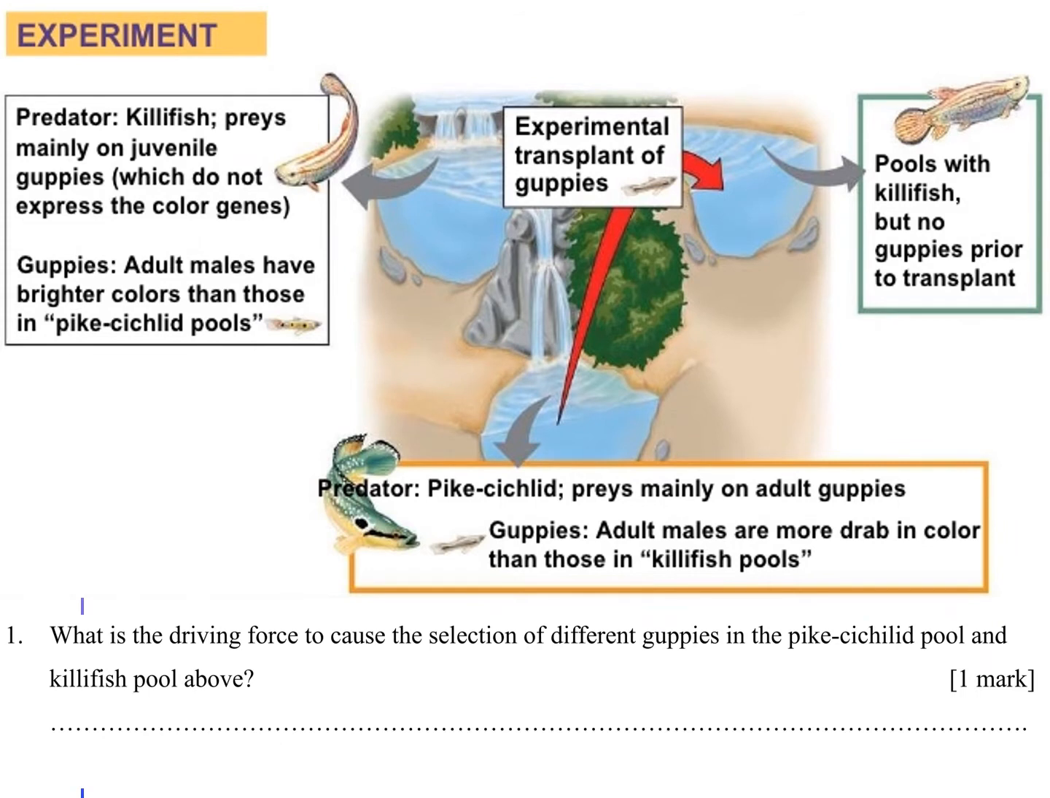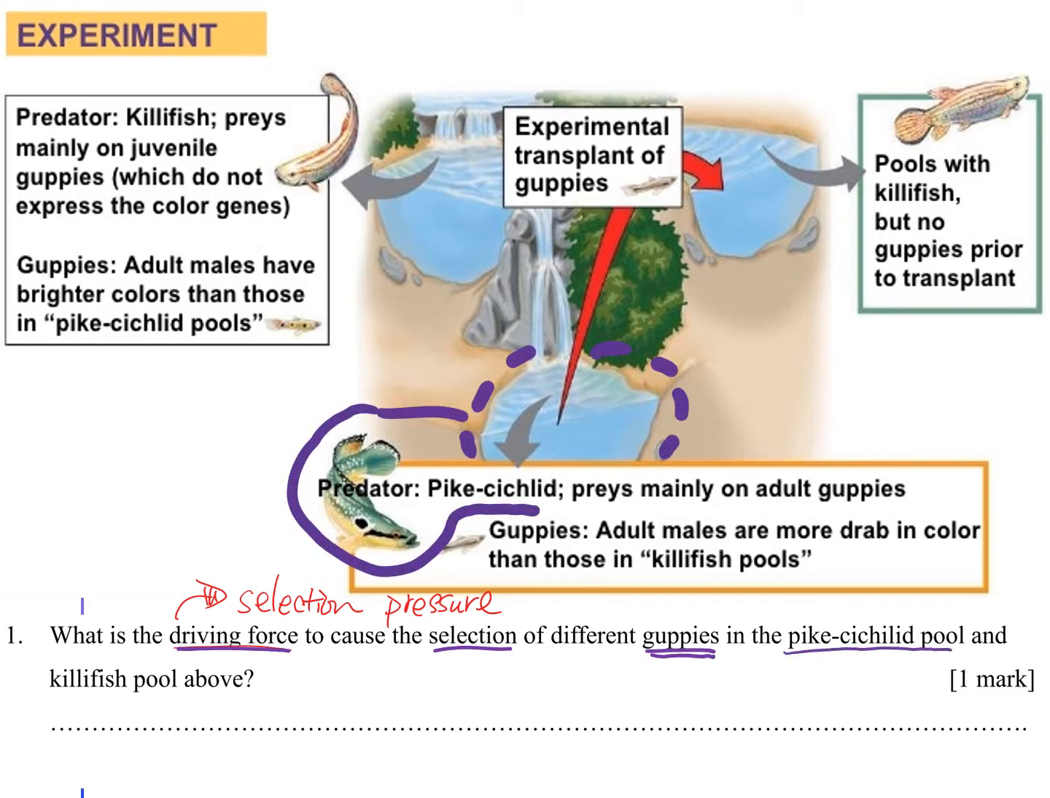Let's take a look at question 1. What is the driving force? That means the selection pressure that caused the selection of different guppies, the small fish, in the pike cichlid pool in purple, and also the killifish pool in orange. What is causing the small fish guppies to look different in the two pools?